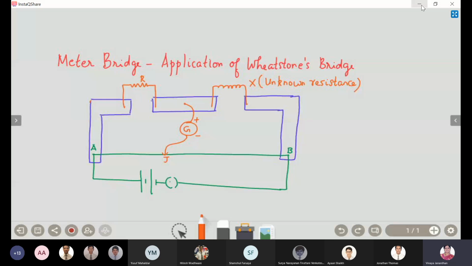A jockey is a metal contact which can slide over the wire AB, right? Now, when the jockey is at point A, say the galvanometer shows zero deflection. This point J is termed the balance point. When the galvanometer shows zero deflection, it means no current is flowing through the galvanometer.